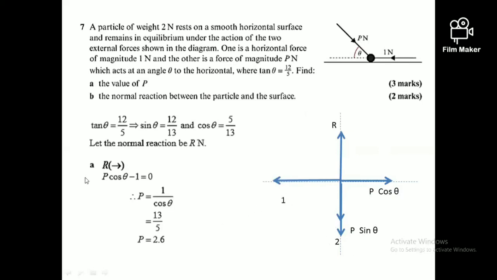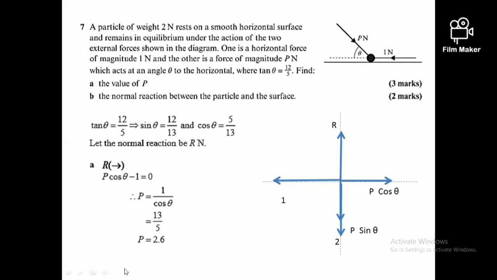Then if you consider the horizontal forces, what are the horizontal forces? P cos theta minus 1 equals 0. Then you can say P equals 1 over cos theta. We know the cos theta value, 5 over 13. And you can obtain the answer as 2.6. How do you get this 5 over 13? Draw a right angle triangle and mark this angle as theta. Mark the opposite as 12 and this as 5. By the Pythagoras theorem, this is 13. Therefore, this is 5 over 13. That is how it comes, right?